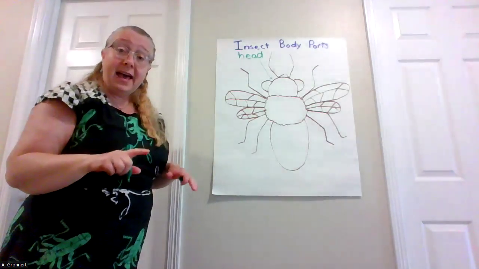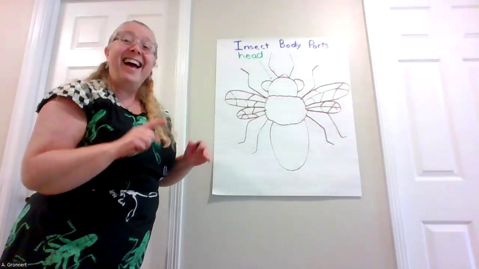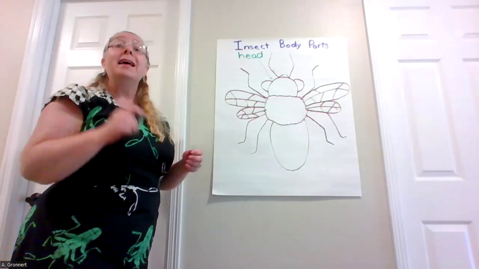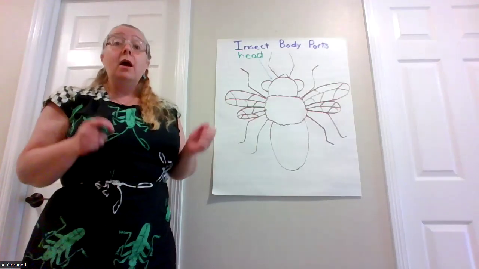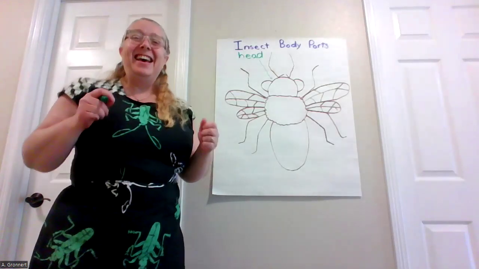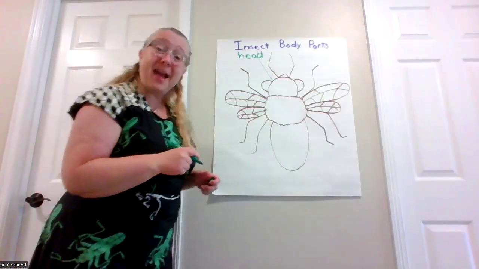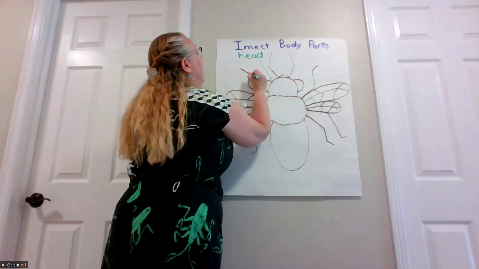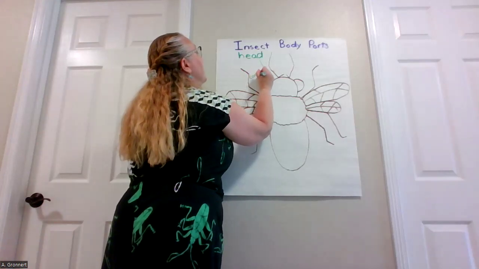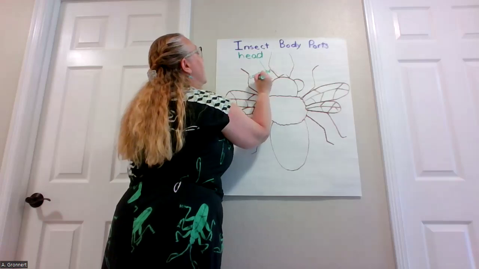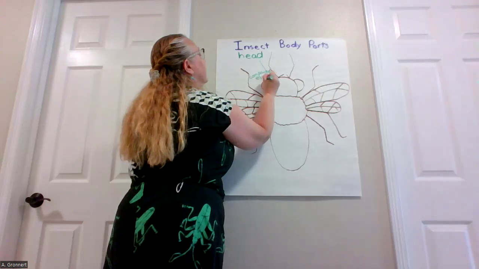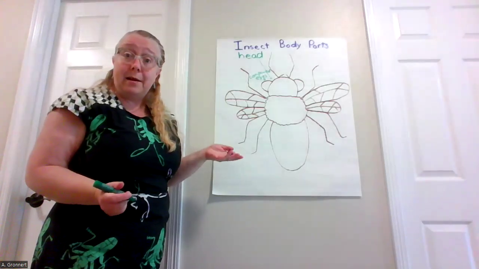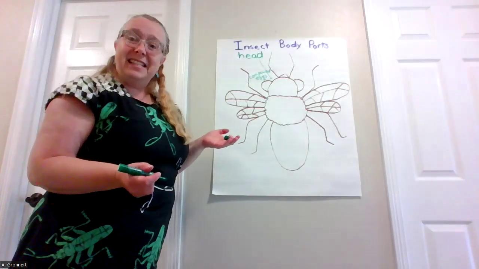Now, on the head, the insect has, that's right, it has eyes. Does anybody remember what type of eyes they have? Yes, compound eyes. Say that with me. Compound eyes. Good. Let's go ahead and write that. I'm going to write that here. C-O-M-P-O-U-N-D E-Y-E-S. Compound eyes. And notice I drew a little arrow to show what I was writing about. Okay, what else is on the insect's head?